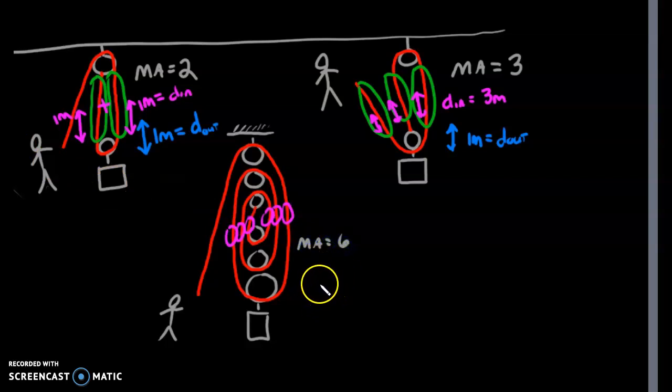So in terms of my distance, it's going to take me 6 times the distance of pulling to get the object to move, but it'll take 1/6 the force. So that's mechanical advantage of pulleys.